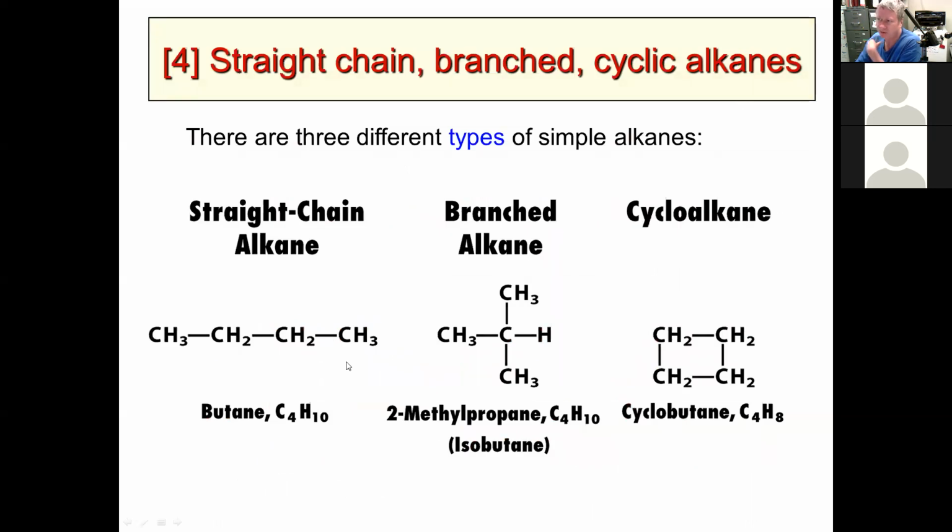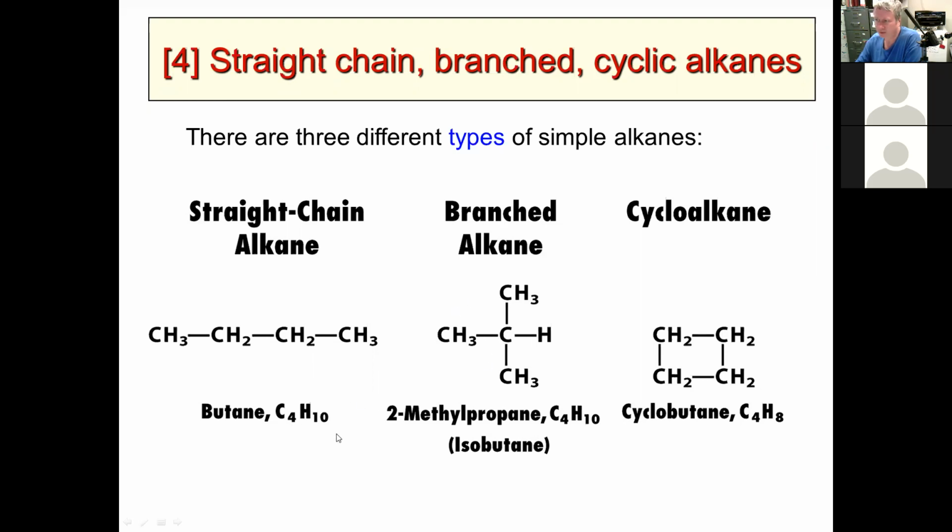So these are examples. Butane. 2-methylpropane is actually 4 carbons, 1, 2, 3, 4. This is a branched alkane, so it's still 4 carbons, but it is an isomer. It's a constitutional isomer of butane. And so it's just a rearrangement. And we just put all 3 CH3 groups on a single carbon.